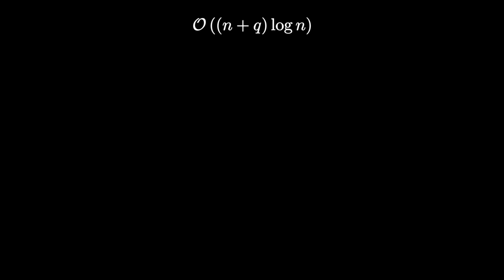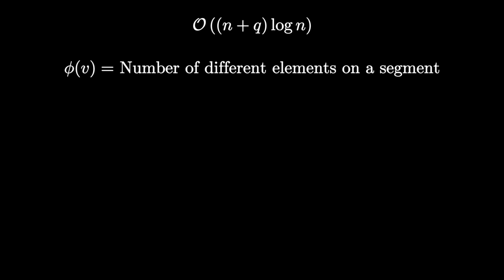We will use the method of potential function again. We define the potential of a vertex as the number of different numbers on the segment for which this vertex is responsible. The total potential phi is again defined as the sum of the potentials over all the vertices of the tree. The number of distinct numbers on a segment isn't greater than the length of the segment, so the sum of the potentials at one level of the segment tree is no more than n. Thus, at any given moment, the potential is at most O of n log n.